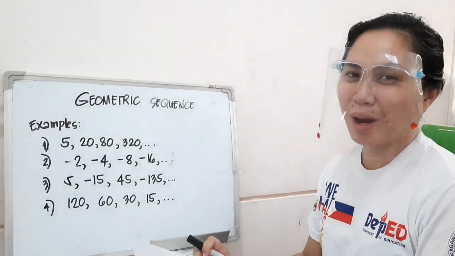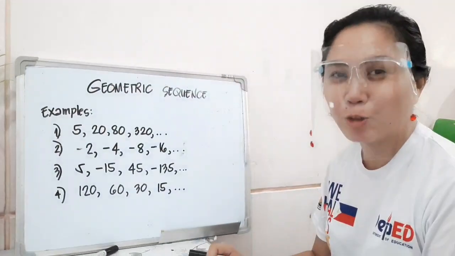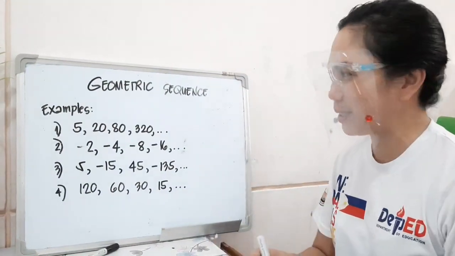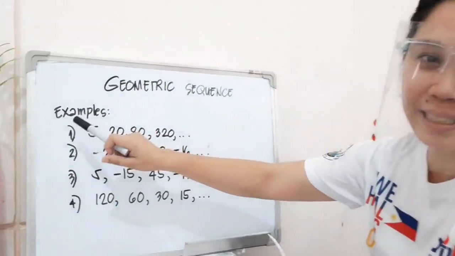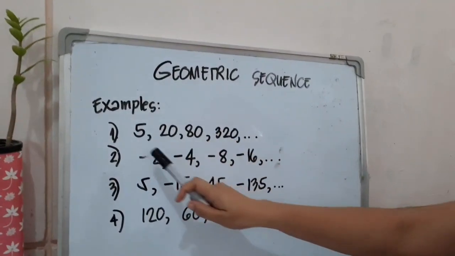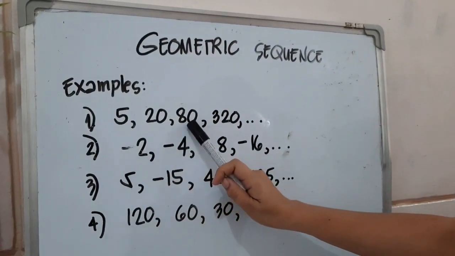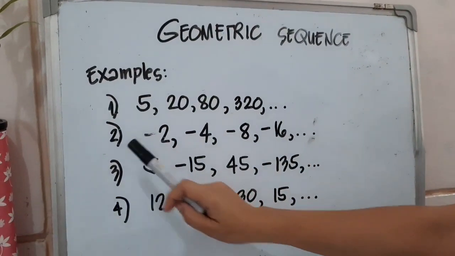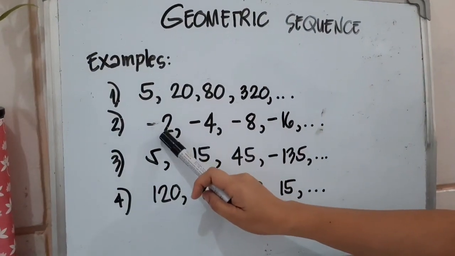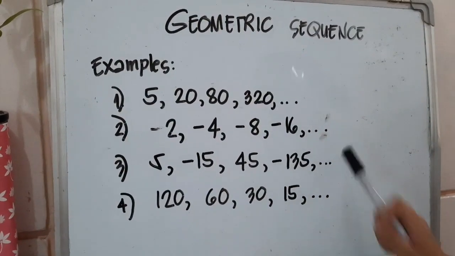What we're going to do right now is we are going to talk about geometric sequence and how do we define geometric sequence. So before we define geometric sequence, I will be giving to you the examples of geometric sequence. So let's start with number 1. 5, 20, 80, 320, so on and so forth. Example number 2, we have -2, -4, -8, -16, so on and so forth.